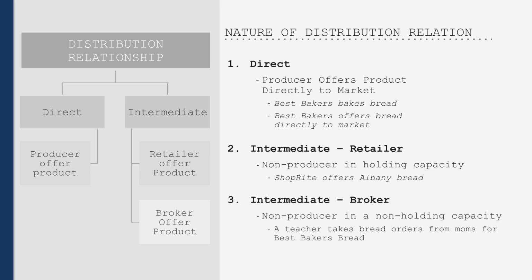A sales broker does not own the bread. The broker simply brings the offer to buyers on behalf of Best Bakers. For example, a broker takes orders from buyers for Best Bakers bread, but the bread remains owned and supplied by Best Bakers. The key point for classification is whether the producer goes directly to market or whether an intermediary stands between the producer and the buyer, and in what capacity.